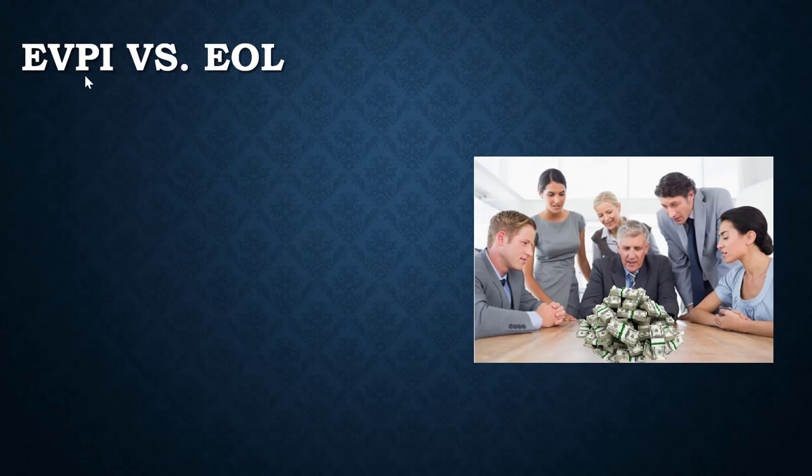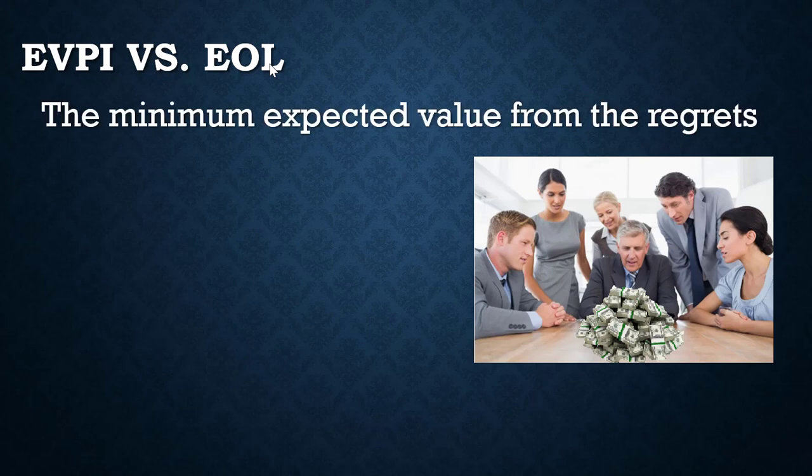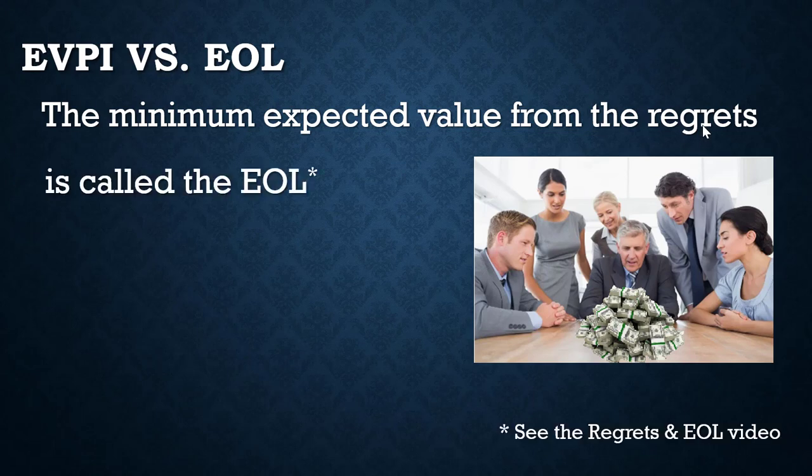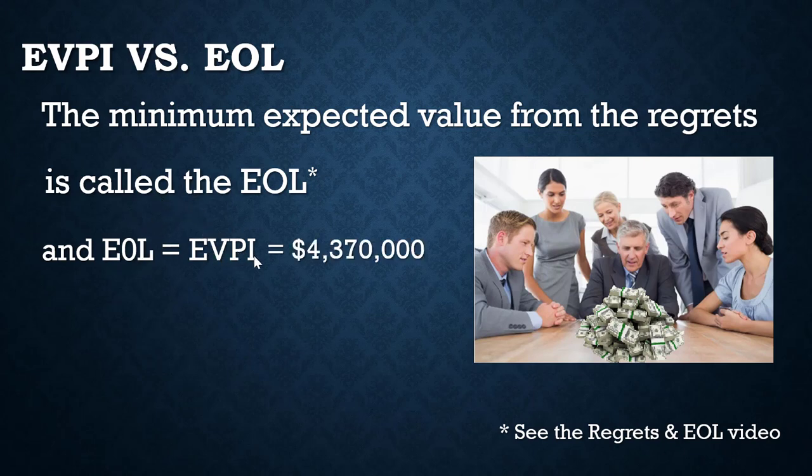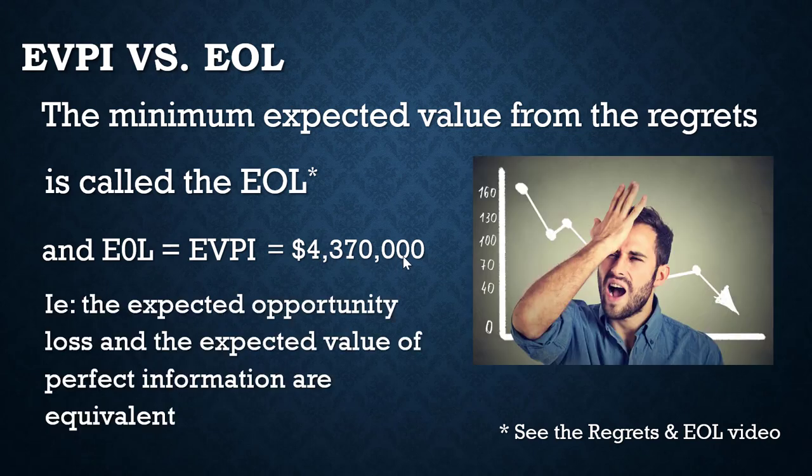Let's just conclude talking about the expected value of perfect information by also comparing it to the EOL, which is your expected opportunity loss, which is also the same as your minimum expected value from your regrets. Again, see the regrets in EOL video to step you through how to get that EOL. And so, key thing to note here, the EOL is equal to our expected value of perfect information. Okay, so it turns out our EOL, or our expected opportunity loss, will also be the 4.37 million.